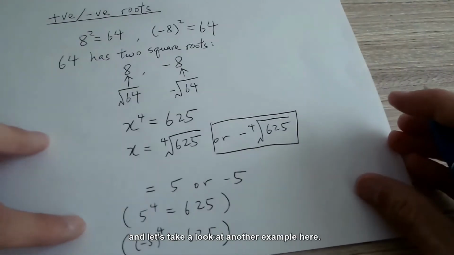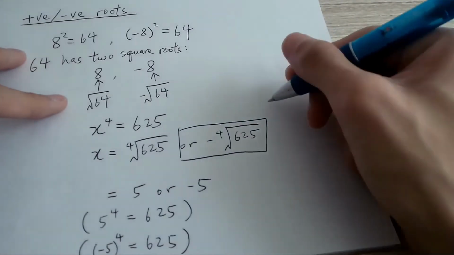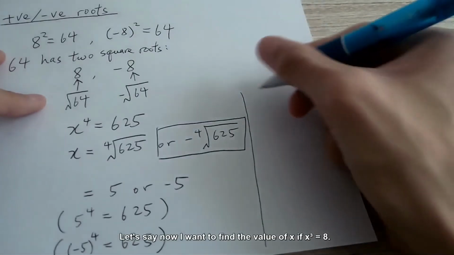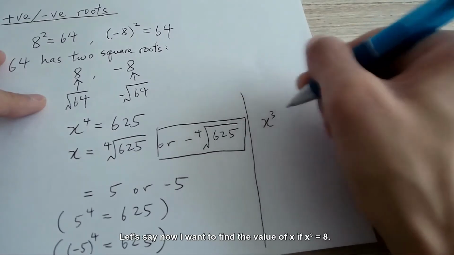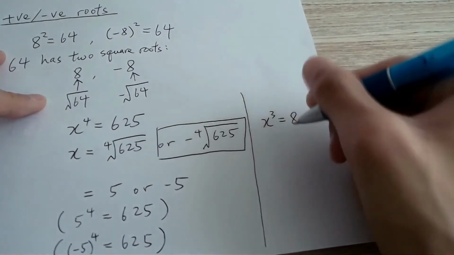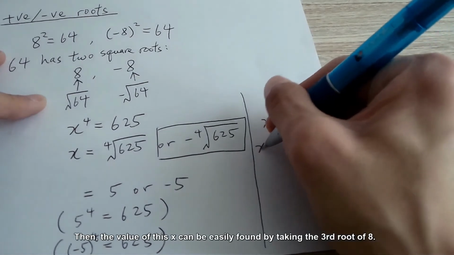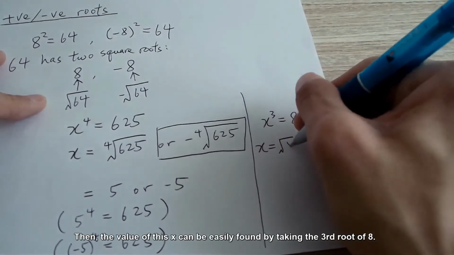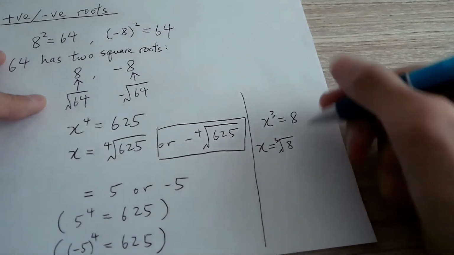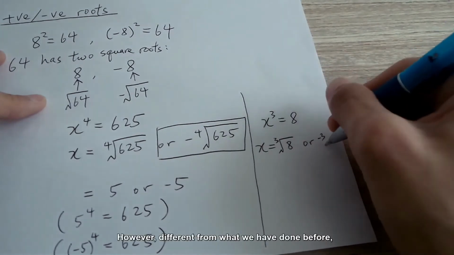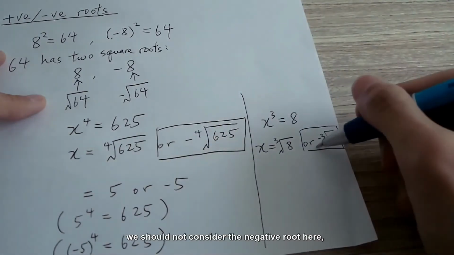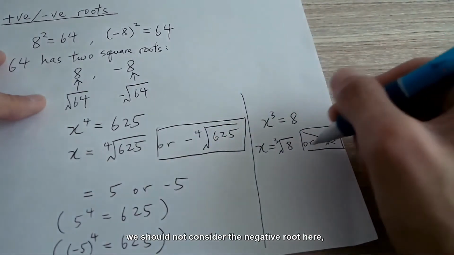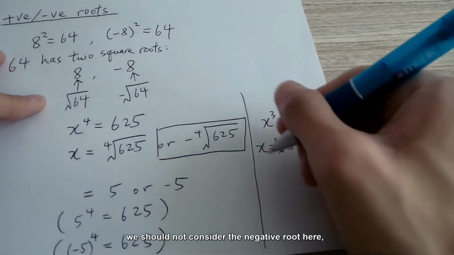And let's take a look at another example here. Let's say now, I want to find out the value of x if x to the power 3 is equal to 8. Then the value of this x can be easily found by taking the third root of 8. However, different from what we have done before, we should not consider the negative root here.